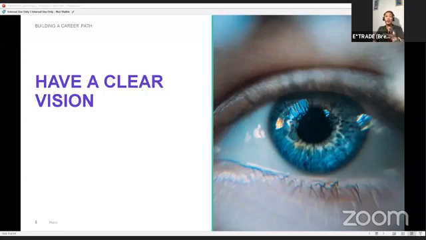Having a clear picture of your future gives your life more direction and helps you to channel all your resources into building a career that aligns with your purpose. It saves you time.